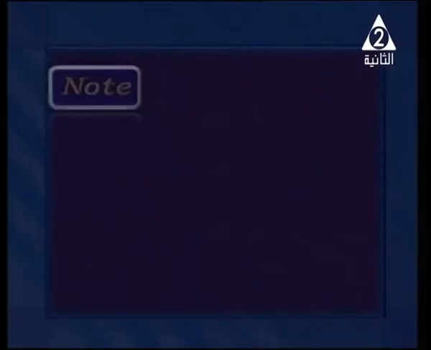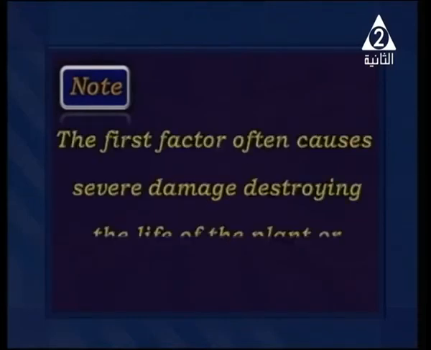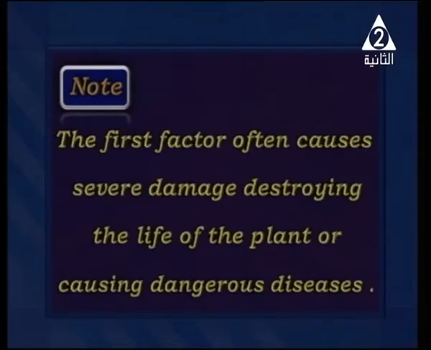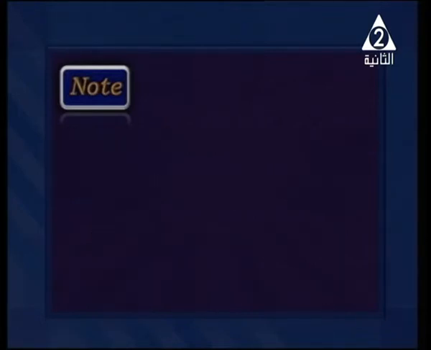Note that the first factor, the dangerous enemies, often causes severe damage. Severe here means destroying, critical damage, absolutely damaging to the plant's life, or causing dangerous diseases. So the first factor, dangerous enemies, is very dangerous and causes severe damage. But what about the second and third factors, unsuitable conditions and toxic substances?